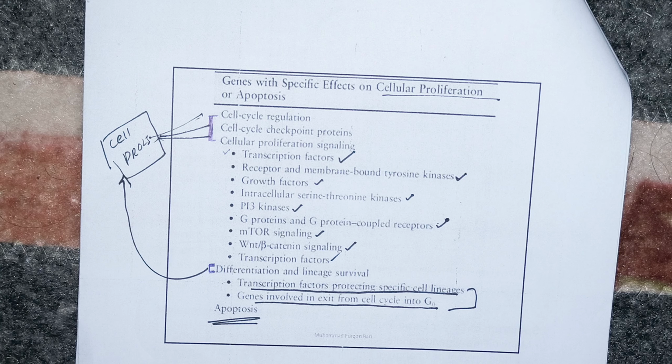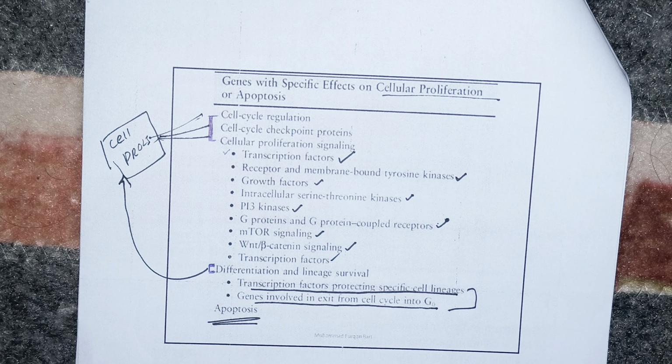They can be transcription factors. They can be receptor and membrane bound tyrosine kinases, some growth factors, and serine threonine kinases inside the cell, phosphatidylinositol triphosphate kinases, G proteins. I hope you are clear with this, beta. G protein coupled receptors, these are the serpentine receptors in the membrane, and the mTOR signaling, that is the mammalian TOR signaling. And the WNT beta catenin pathway, that is also a growth promoting pathway.